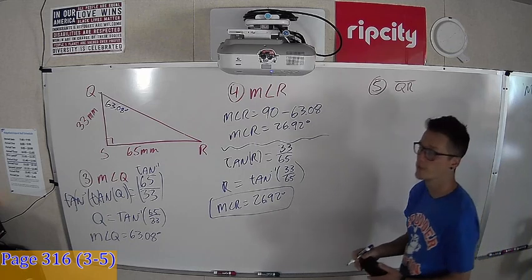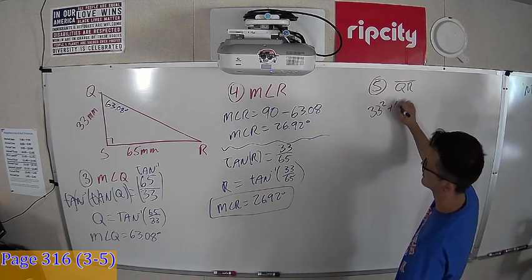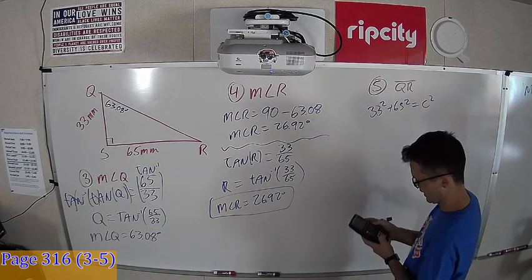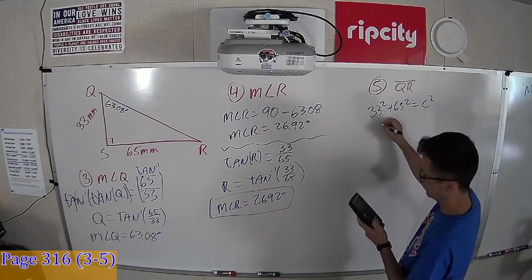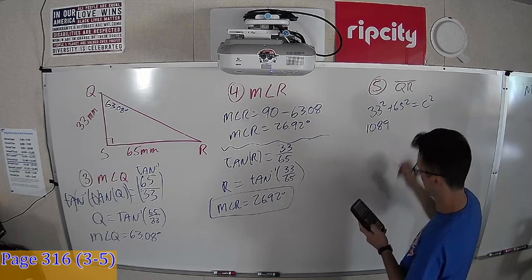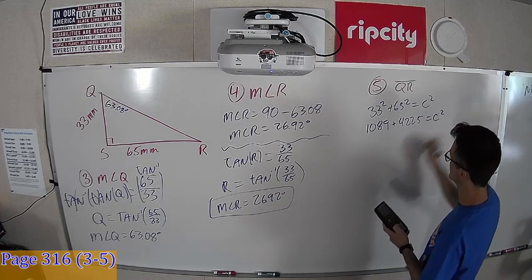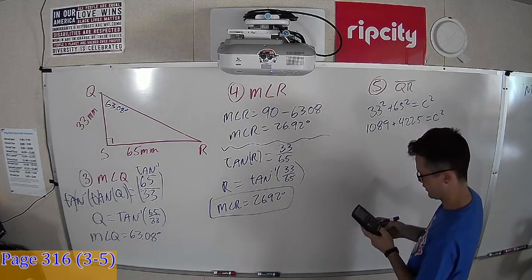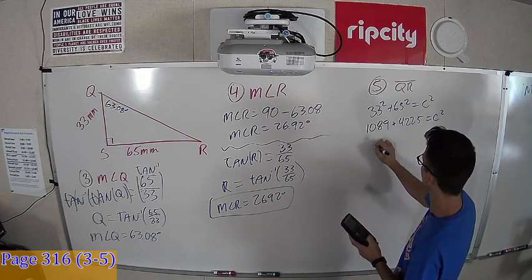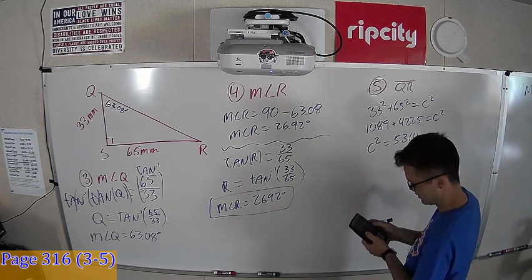Next, let's find the length of QR. Again, 2 different ways. The first way, Pythagorean theorem. So that means 33 squared plus 65 squared equals, I'm going to call it C squared. I don't have these memorized. So 33 squared is 1089. 65 squared is 4225. So let's find 4225 plus 1089 equals, so C squared equals 5314.